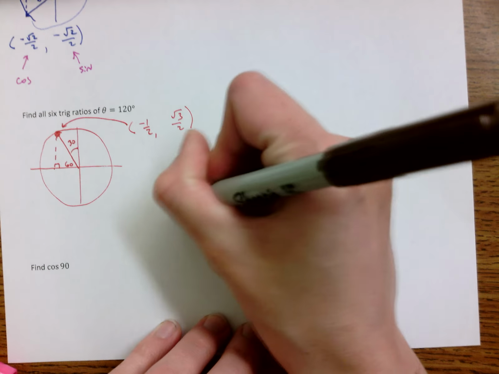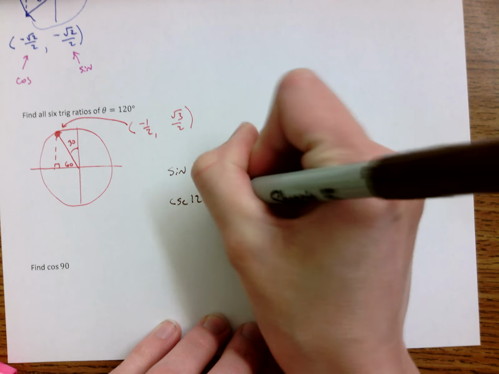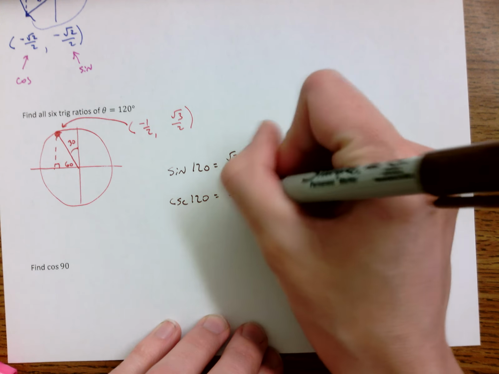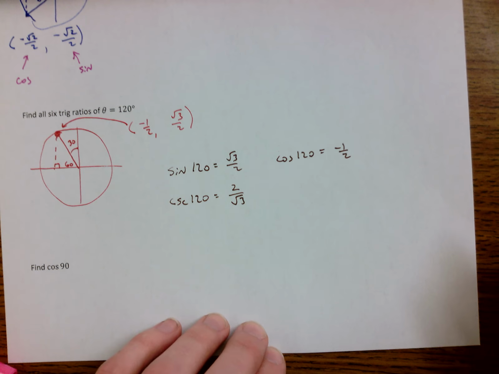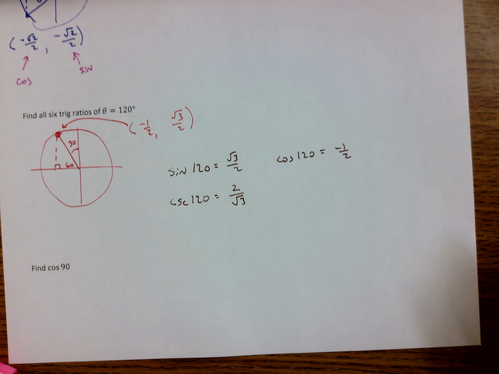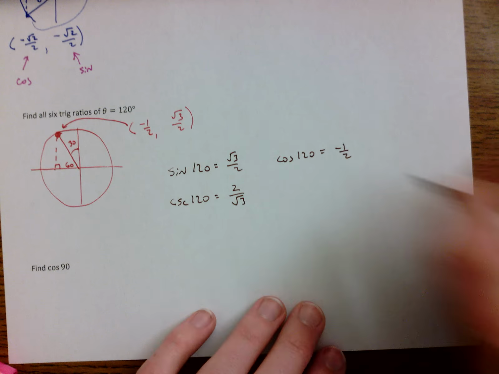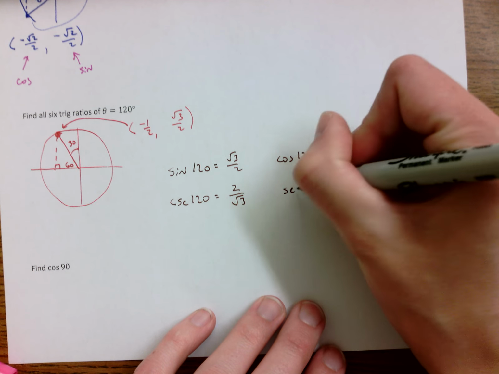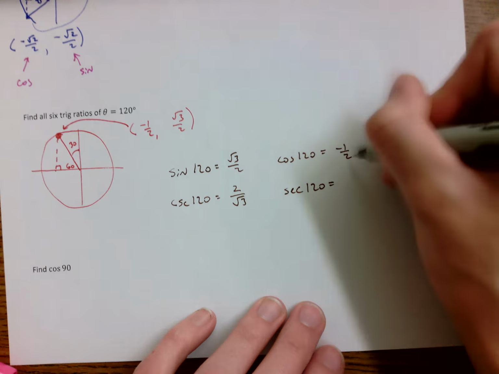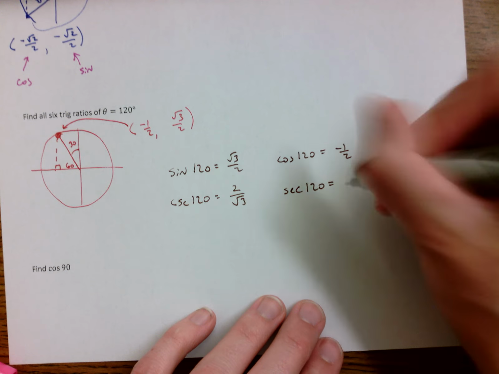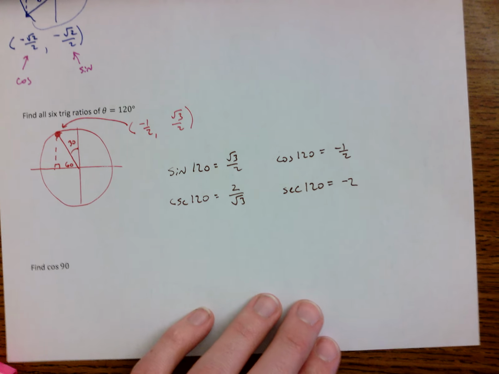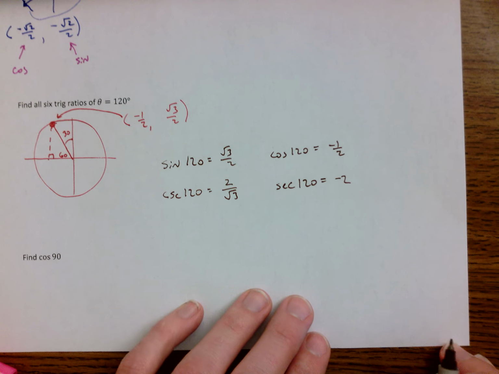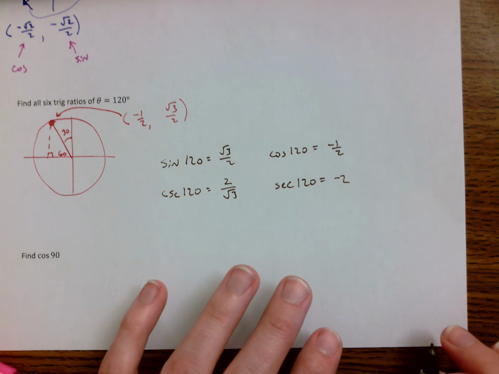So that gives me then cosecant of 120, which is just going to be the flip of this. You can leave it as 2 over root 3, or you can rationalize it to 2 root 3 over 3. I would take either. And then the secant of 120 is this guy flipped, so that'll be negative 2 over 1, or negative 2. So the only one that's a little bit tricky is tangent.